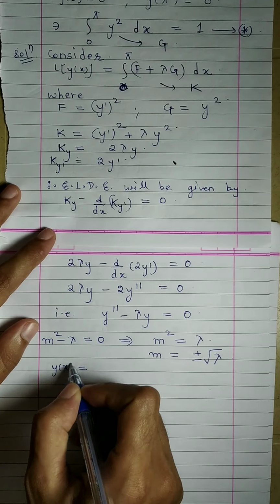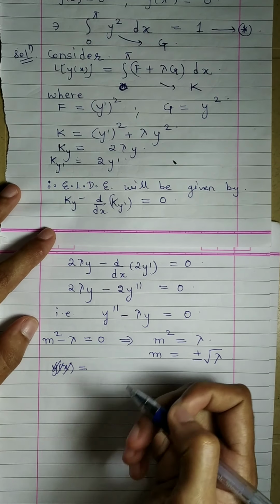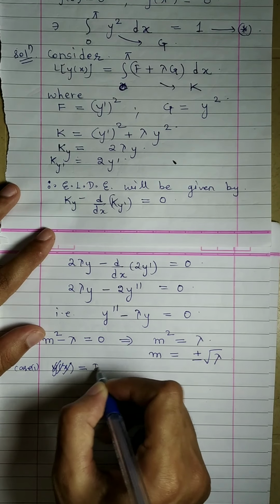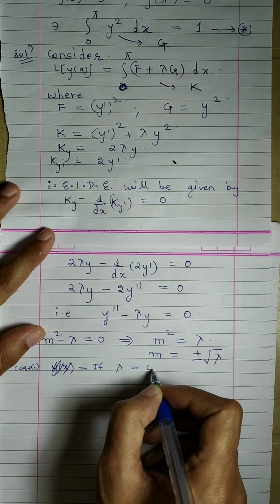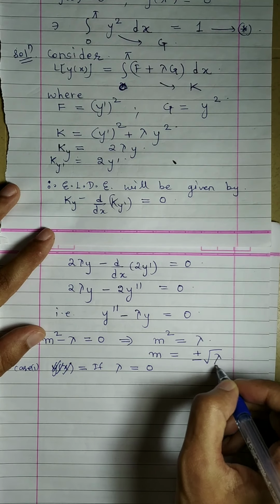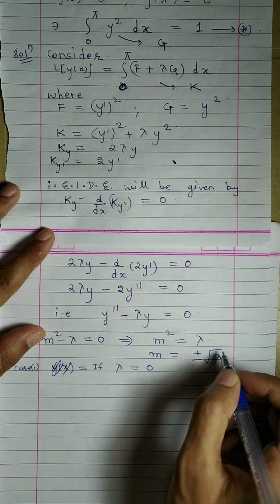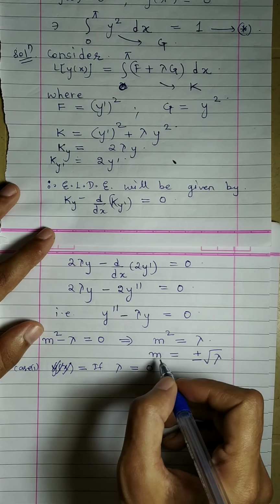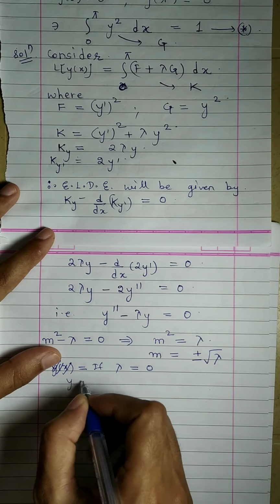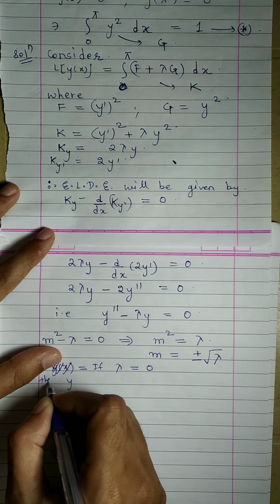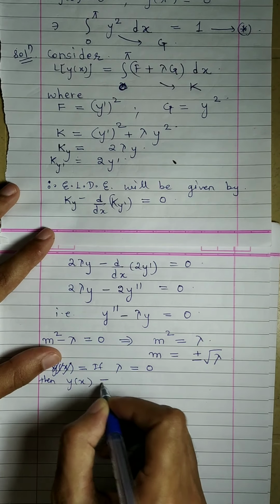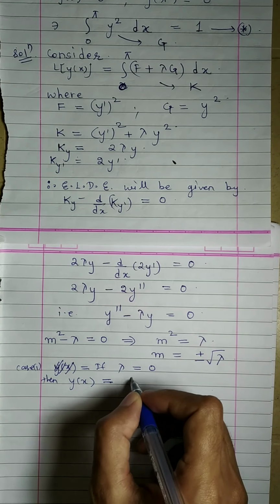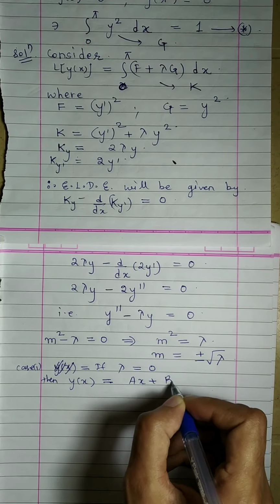Case 1: if lambda is equal to 0, then what will happen? This will be plus or minus 0, so m is equal to 0, and we will get repeated roots. Then the solution y of x will be equal to ax plus b.